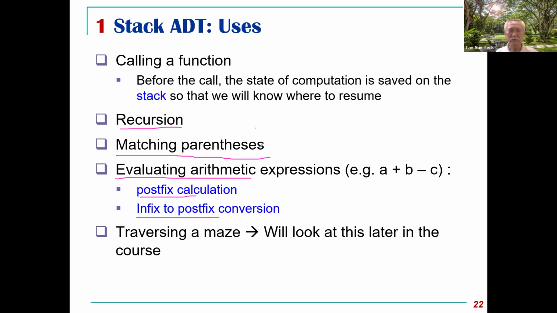For example, if you go into a maze, when you come to a junction where you have two possible paths, you will follow one. But you might hit a dead end and want to come back to the previous junction. How do you do it? You store this junction onto a stack so that when you want to come back there, you just pop and then you are like teleporting yourself to the junction. That is how programs work when they are traversing a maze.